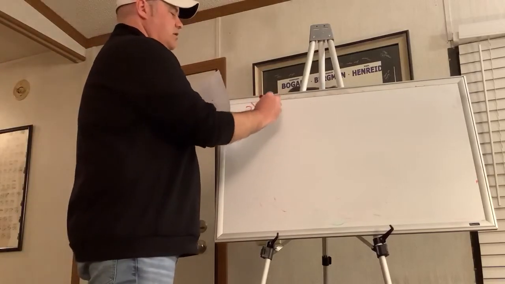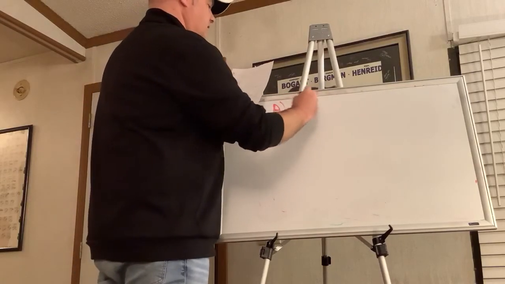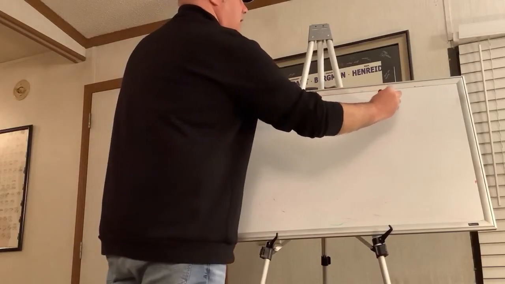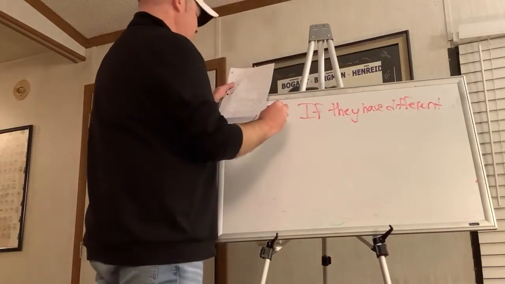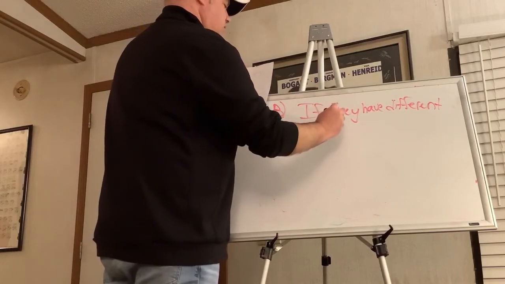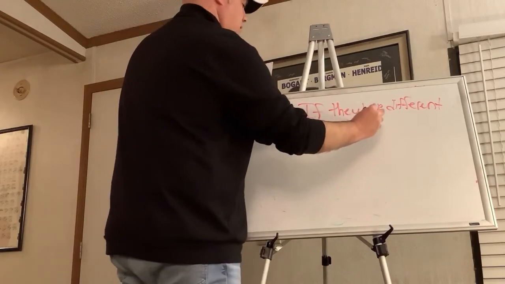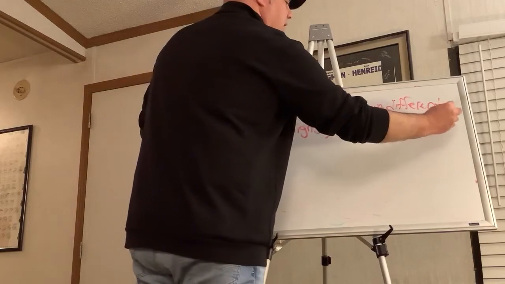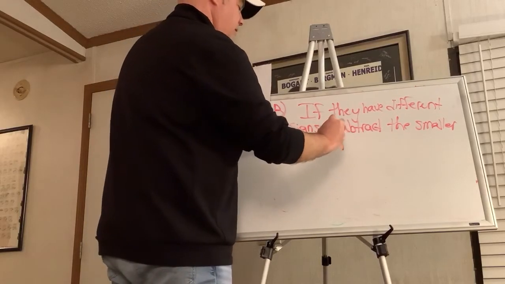So, still step 2, but part B is if the signs are different, if the two numbers have different signs. So just copy this down for right now, and you can keep coming back to it. They have different signs. Subtract, so if they have different signs, subtract the smaller numeral, and I'm going to explain why I'm using the word numeral here, the smaller numeral from the bigger.